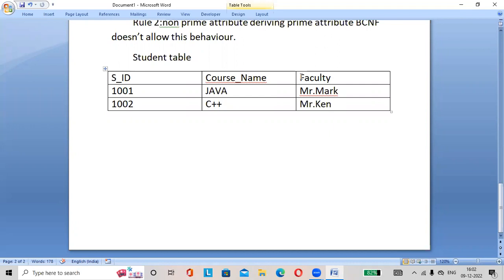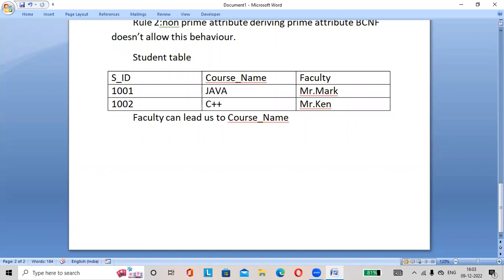Is faculty a primary attribute or a non-primary attribute? Non-primary; faculty ID is primary. Faculty can lead us to the course name. If I know the faculty name, can I find the course name? Yes, it is possible. If one faculty is teaching one course, we can find the course name. Faculty can lead us to the course name.